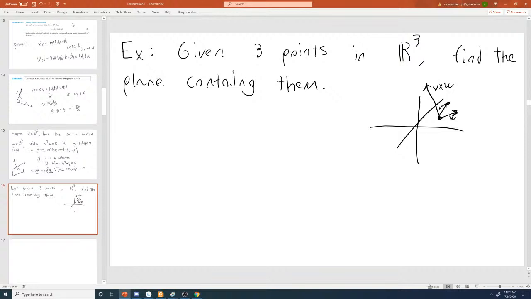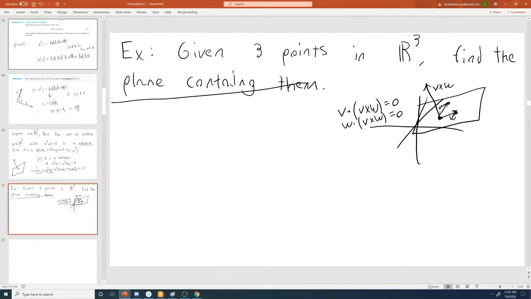And you note that V dotted with V cross W is equal to 0. And W dotted with V cross W is also equal to 0. And so that's how you show that this vector right here is going to be orthogonal to the vector V and the vector W, and hence orthogonal to the plane spanned by these vectors. Now, because this is a linear algebra class, we can do this slightly differently.